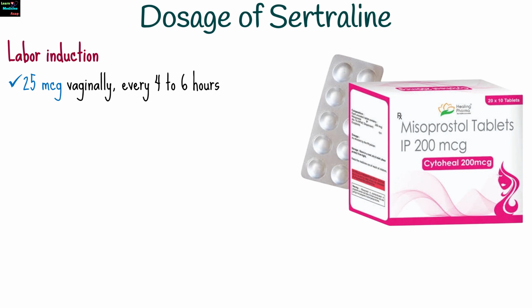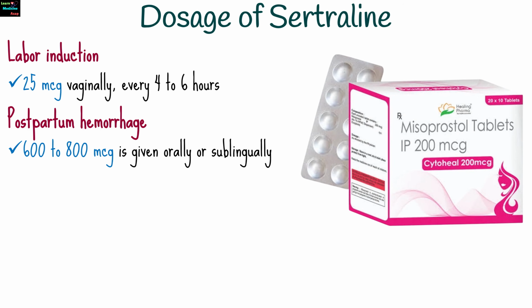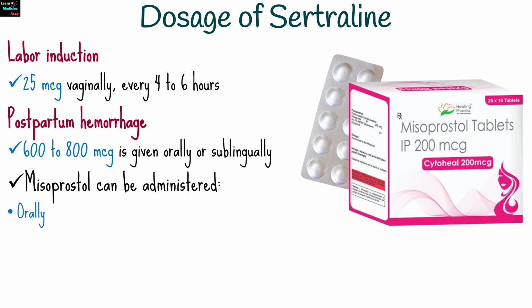For labor induction, a common dose is 25 micrograms vaginally, every 4 to 6 hours. For postpartum hemorrhage, 600 to 800 micrograms is given orally or sublingually, especially in low-resource settings. Misoprostol can be administered orally, vaginally, sublingually, buccally, or rectally, and the choice of route depends on the clinical scenario.